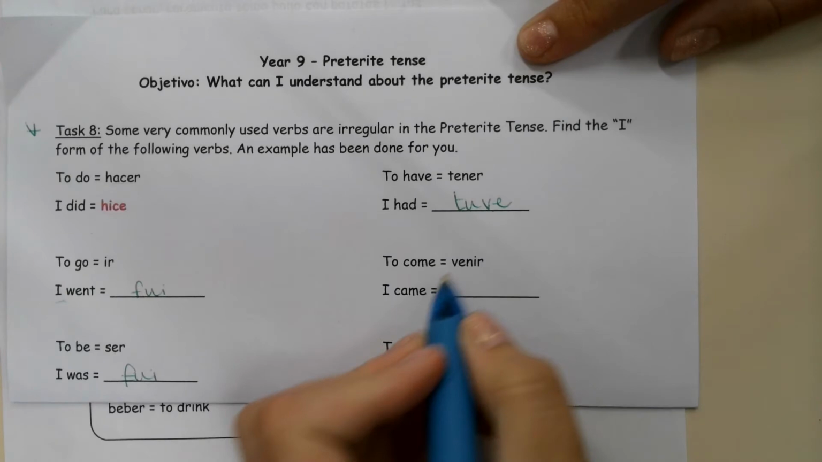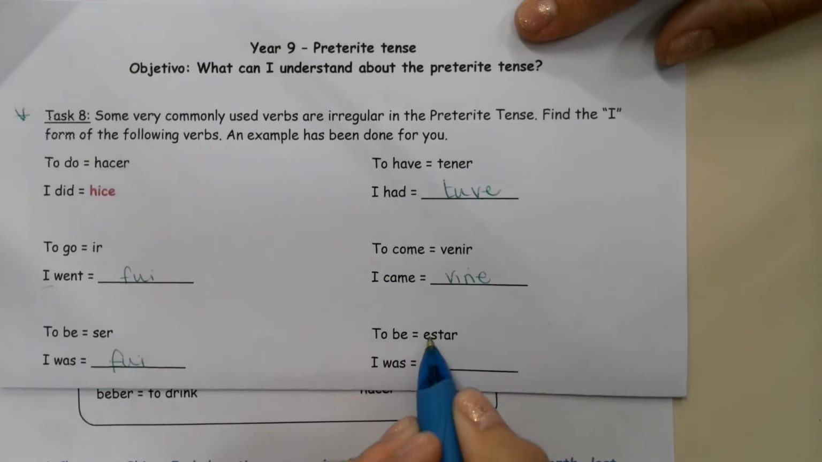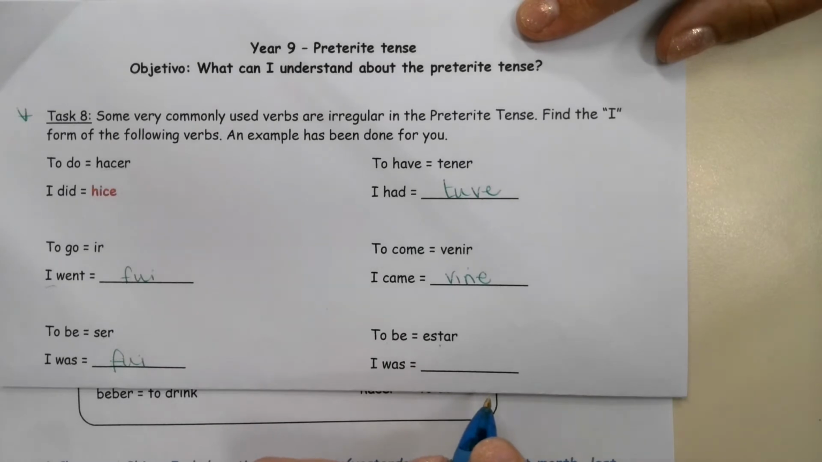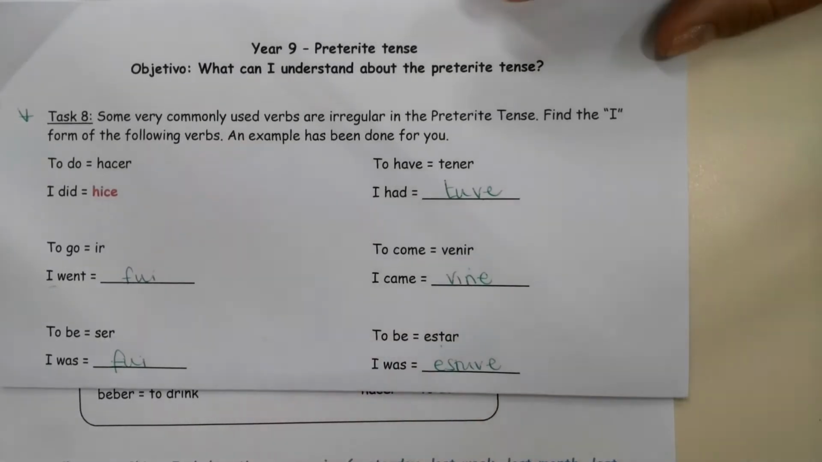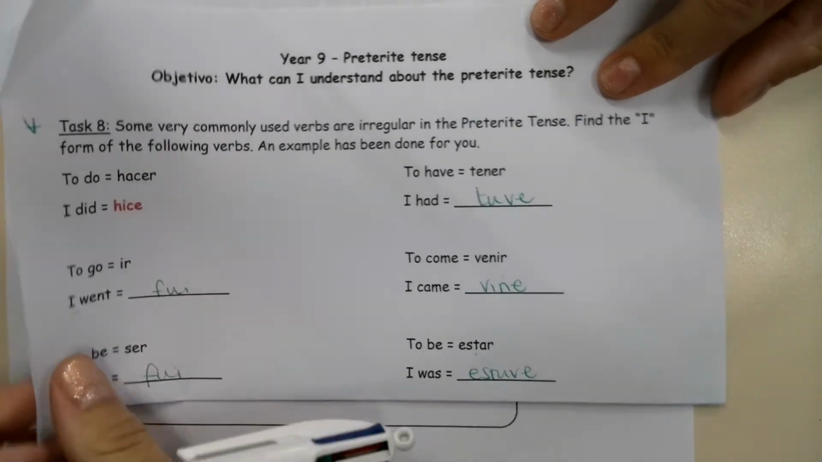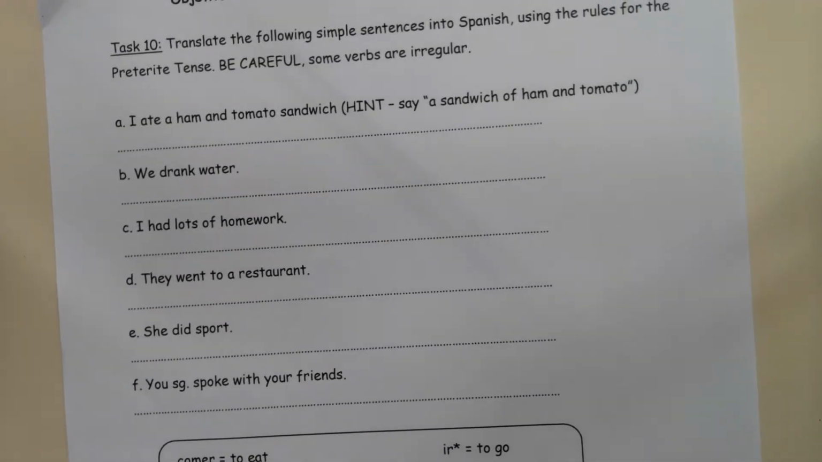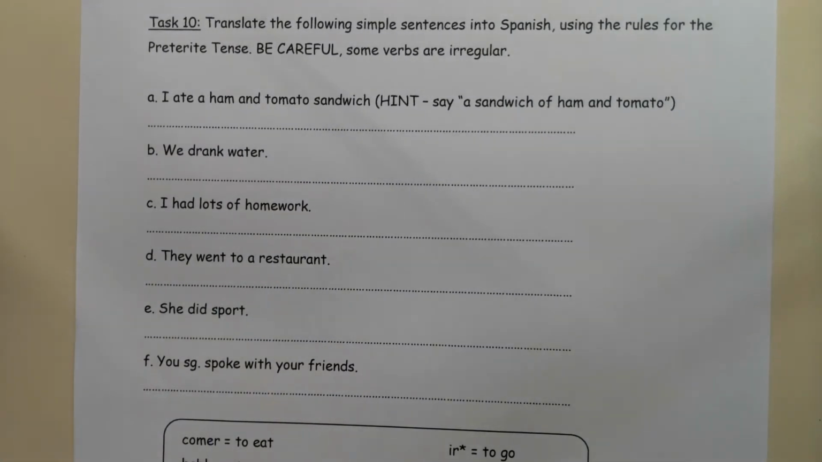To come is venir, I came, vine. And to be estar, so this is when we're talking about where something is or something that isn't always the case, something that changes, just a temporary state. So for example, I was ill, or I was in France, estuve. Okay, so those are your common irregular verbs for the I form. What we're going to do now is a little bit of translation into Spanish. So all of these are in the Preterite, and then we've got a couple of irregular verbs in here.